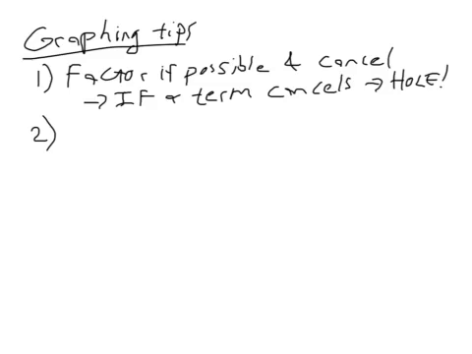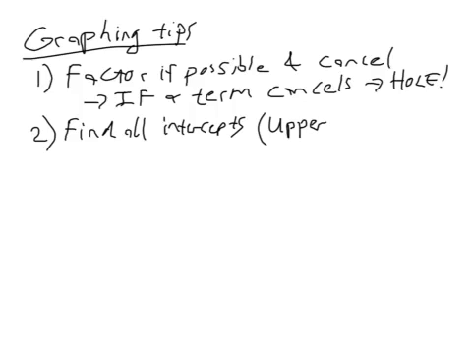The second thing would be to find all intercepts and plot those things. So find all your intercepts and go ahead and plot them. And this is from the upper analysis, well, at least finding the x-intercepts. Right? The y-intercepts, you just plug in 0 for x. There's not much nicer than that. So once you get those, go ahead and plot them on the graph.